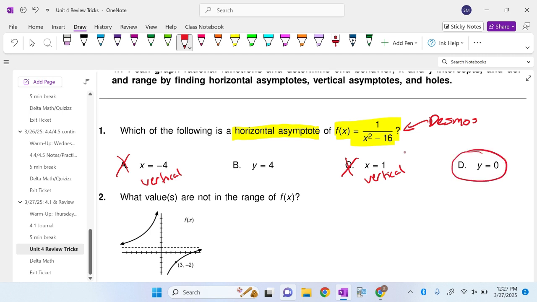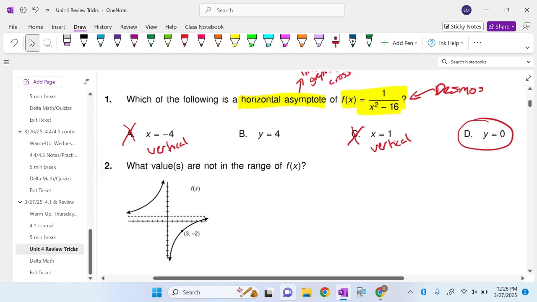So if you know that an asymptote means a line the graph cannot cross, you can graph all of these lines. You know it has to be horizontal, so that eliminates 2 of your choices. Then you just look for the line that it does not cross. Graph all the lines, see which one it doesn't cross, and make sure it's a horizontal line, not a vertical. Pretty easy, right? All right.